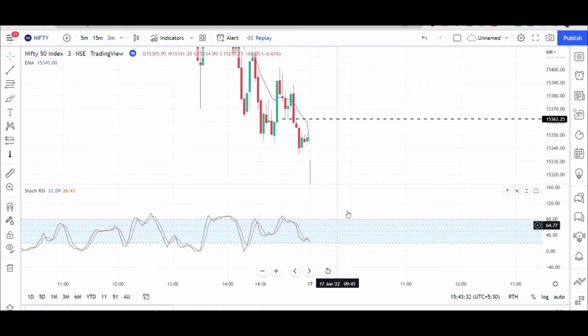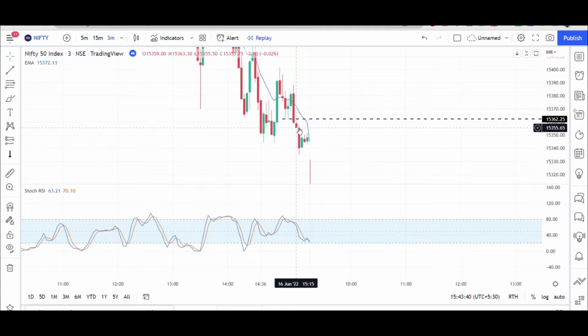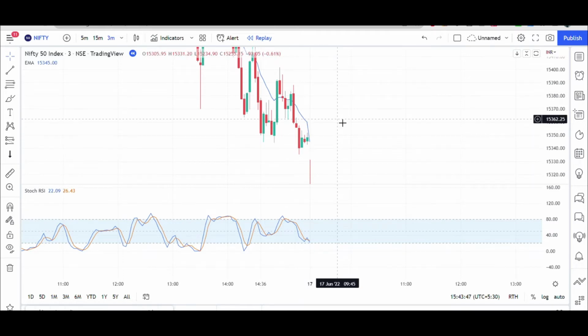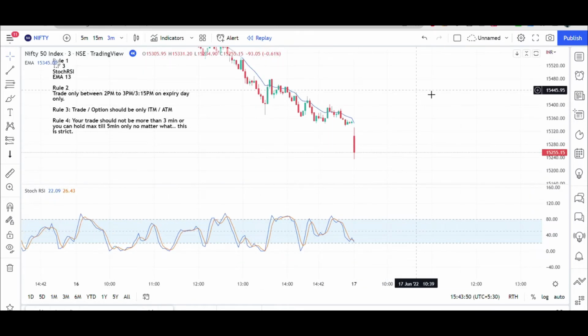And now it is again, yeah, this is the new day. And sorry, this is after 13. I didn't notice the time. So this is after 3:15. So this is the no entry zone, no trade zone. So we are not entering in this.